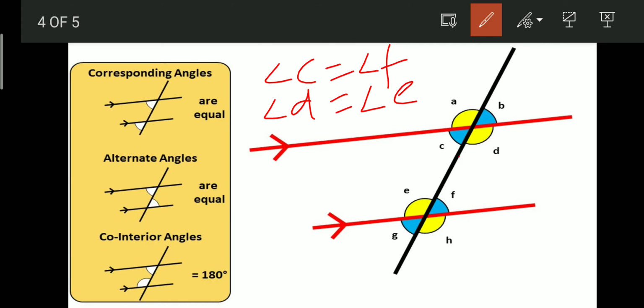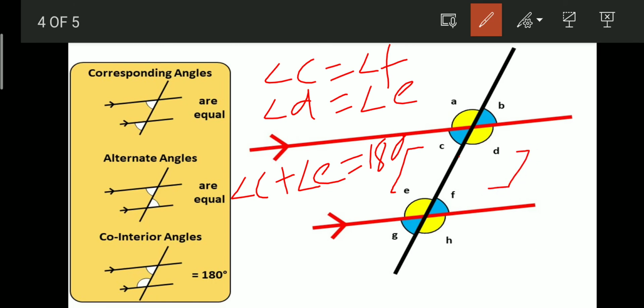And if we talk about co-interior angles, they are supplementary. Co-interior angles are supplementary to each other, so that means the sum of angle C and angle E will be 180 degrees. Angle C and angle E is 180 degrees. Okay, and in the same manner angle D and angle F is 180 degrees.